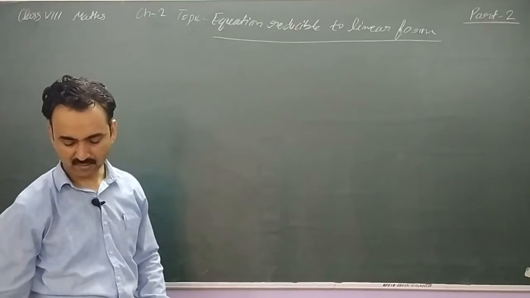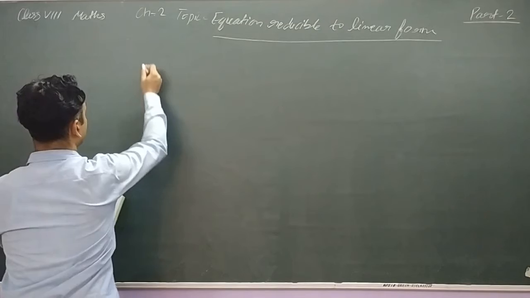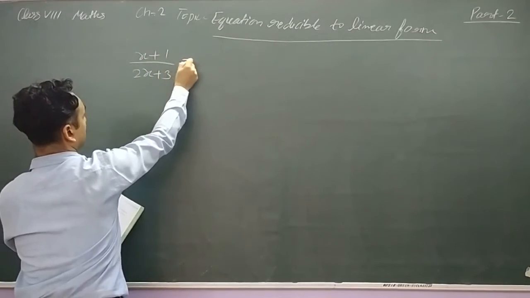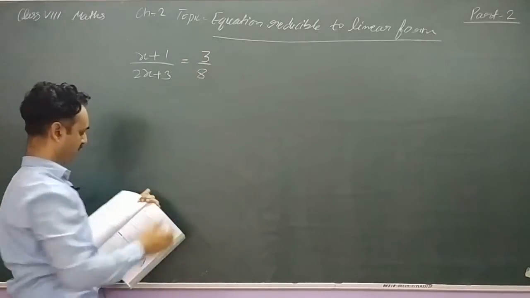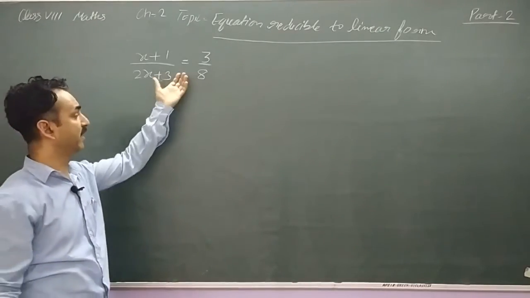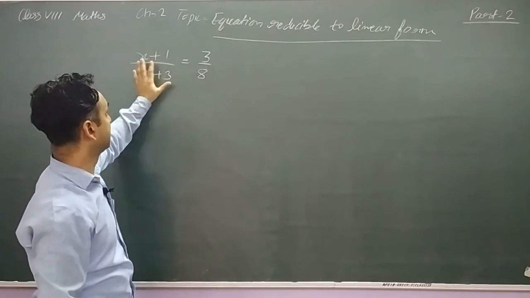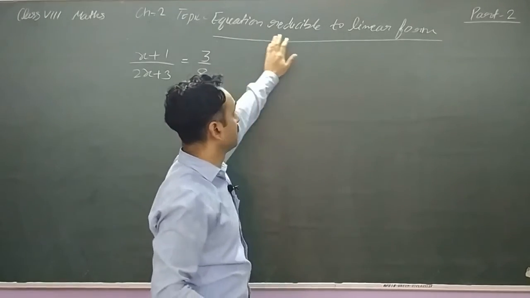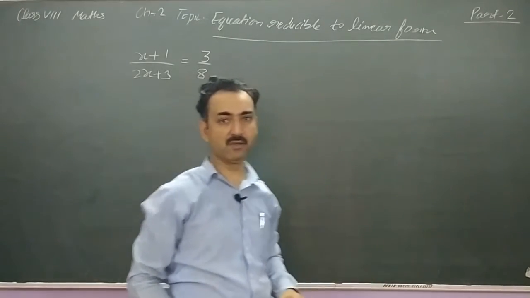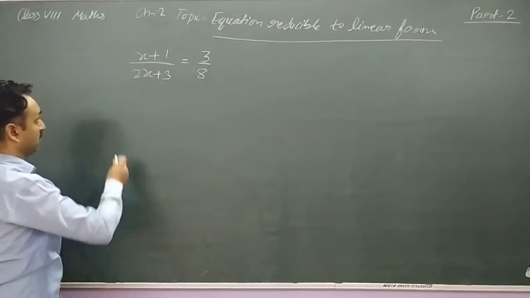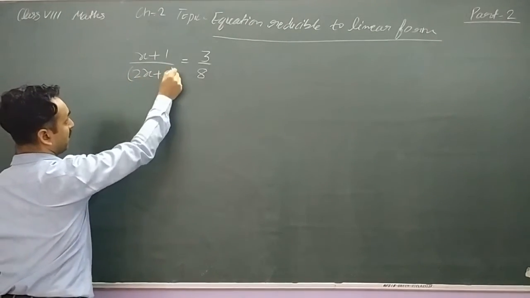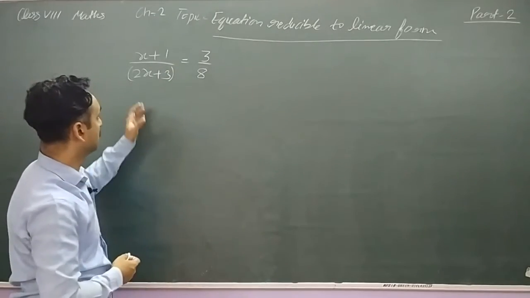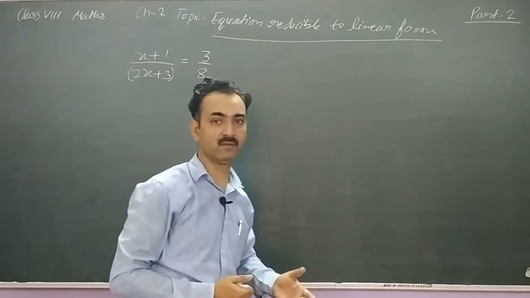So let's take an example. x plus 1 upon 2x plus 3 equals to 3 upon 8. So this question is different from the previous question. So this is a more complicated equation. So how is an equation reducible to linear form? Linear means, you know, simple, without denominator. So now you can see here the denominator part is not only a number, it is an algebraic expression. So what can we do here? Think about that.